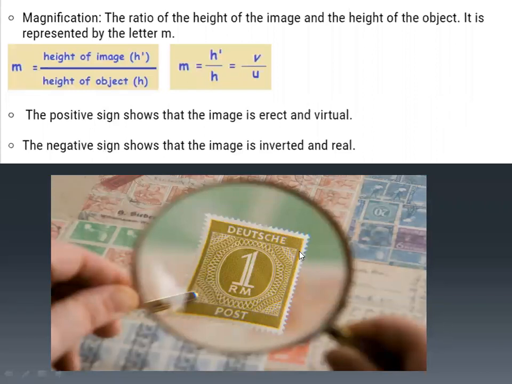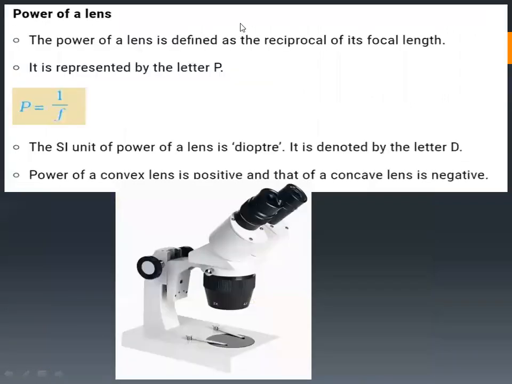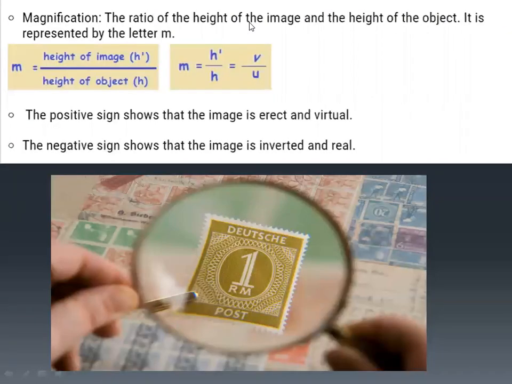As you can see in the diagram, how the stamp is magnified and shown bigger. Can you see this diagram? It's very easy, right? Similarly, we have already studied magnification for the mirror. Magnification is the ratio of the height of the image to the height of the object. It is represented by the letter M. M is equal to the height of the image by the height of the object, Hi by Ho. Hi can be considered as H dash and Ho as H.